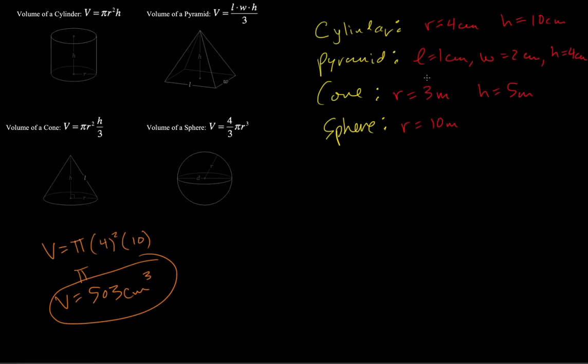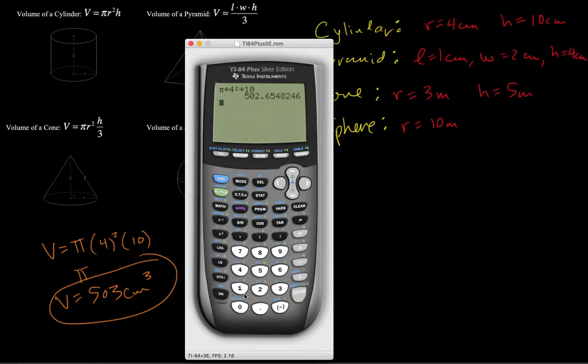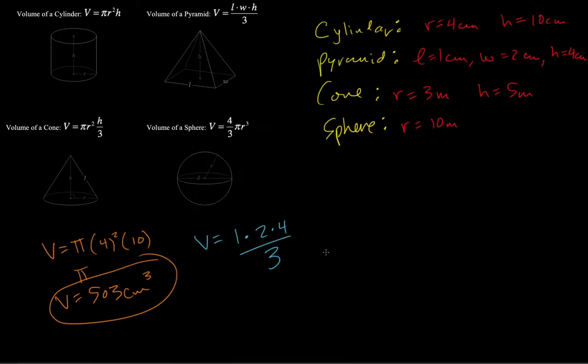Now for the pyramid, we're going to use this formula. So volume is equal to length times width times height divided by 3. So it's going to be 1 times 2 times 4 divided by 3. So we say 1 times 2 times 4. We divide the answer by 3. We get 2.67. It was measured in centimeters. Now it's volume, so it's centimeters cubed.